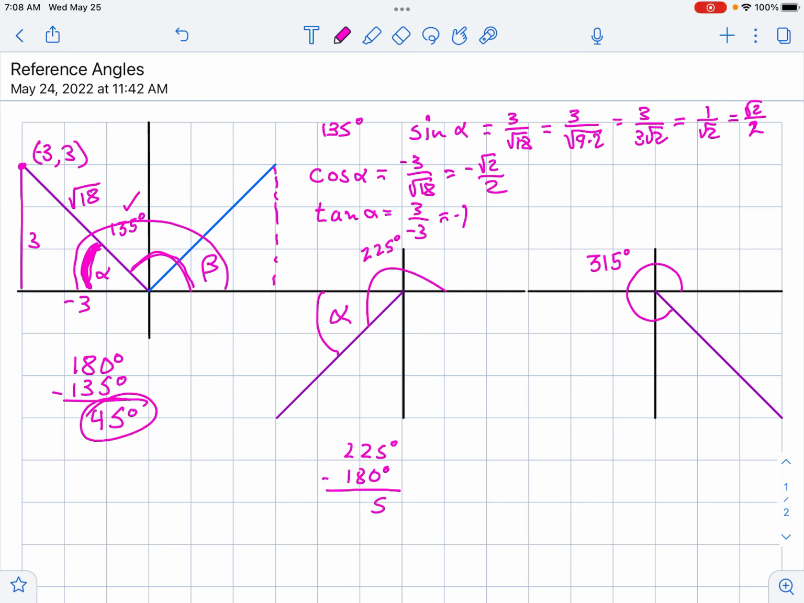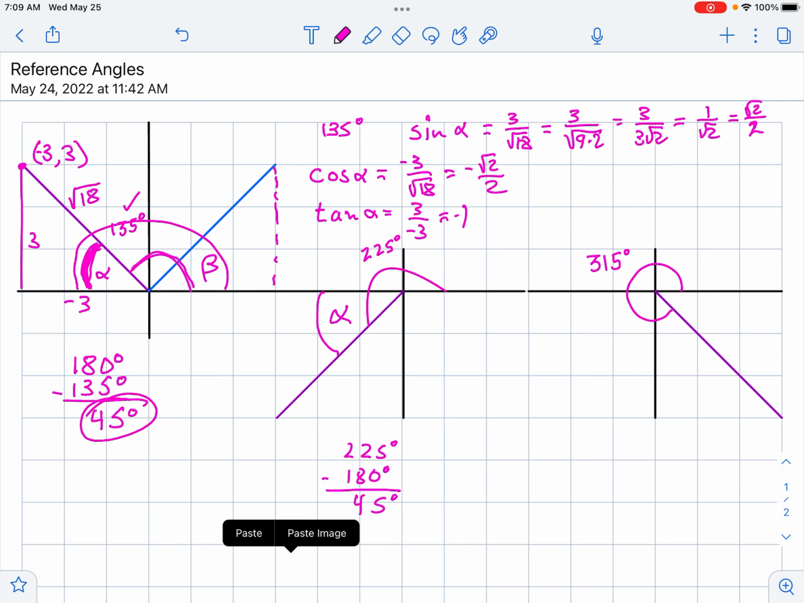And if you work through all of that, you're going to get 45 degrees. Okay? 45 degrees, that is our reference angle. But in this case, over here, you've got sine is negative, cosine's negative, and of course secant and cosecant's negative, but tangent and cotangent are positive. But notice, in quadrant 2, I took 180 minus the angle. Okay? So in quadrant 2, I took 180 minus.